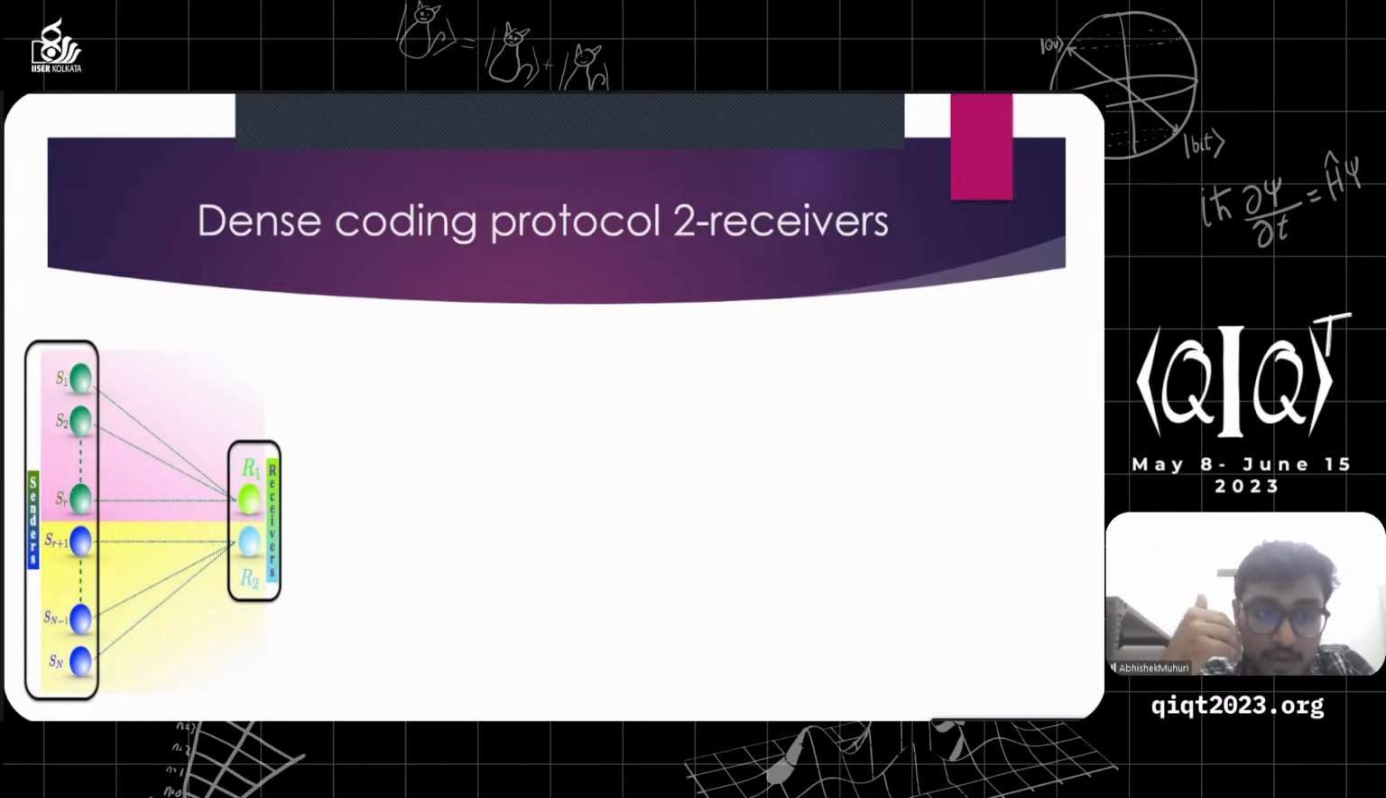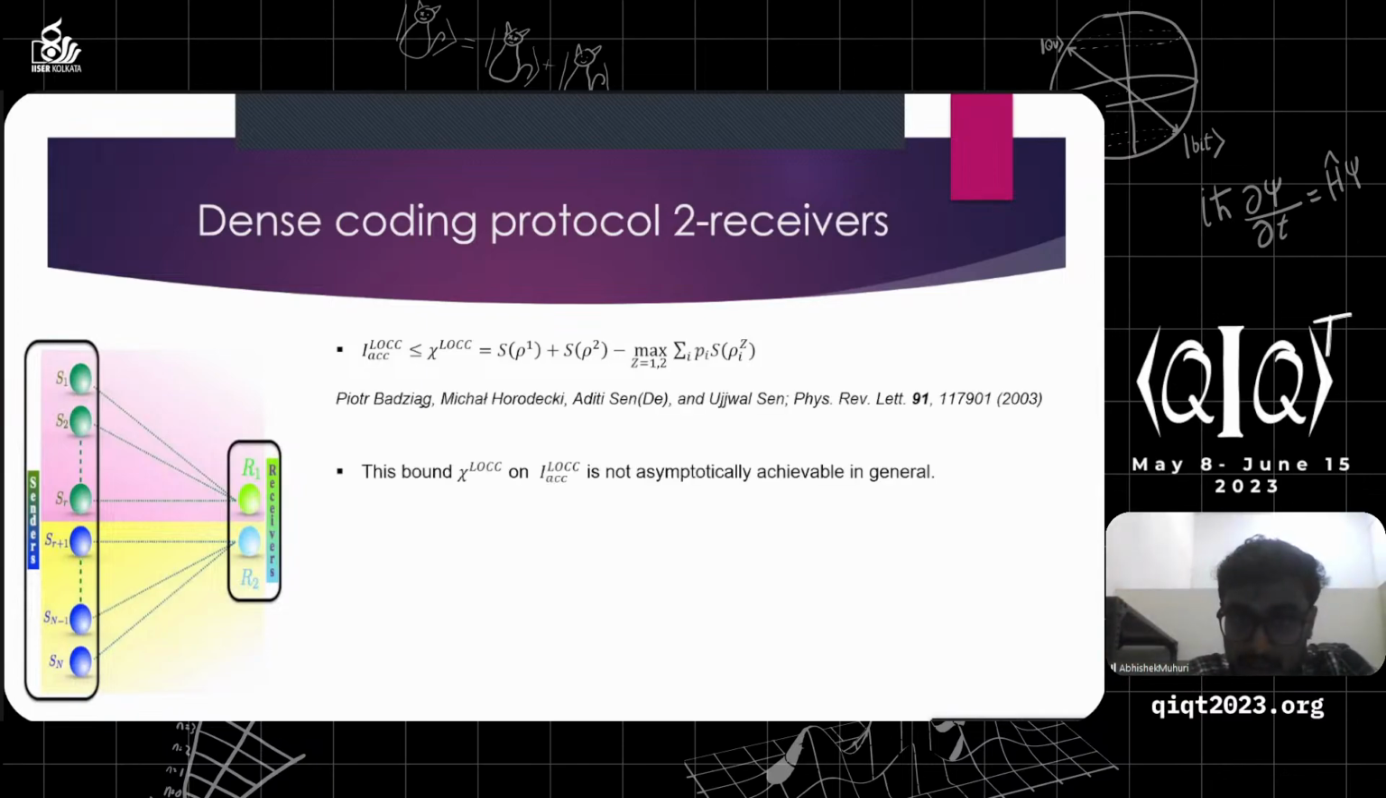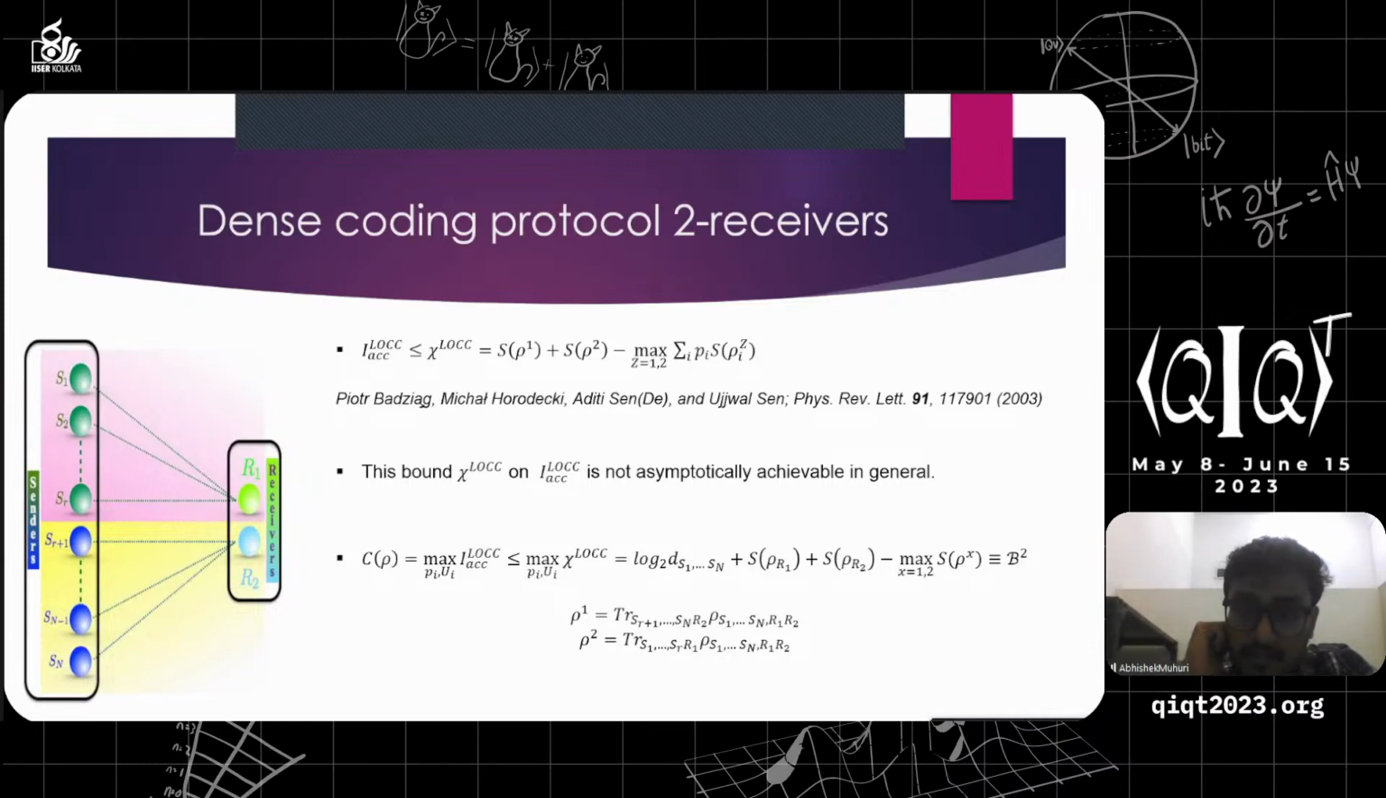So R1 and R2, these two receivers, can share and talk using just LOCC, by no other means. In such cases, the accessible information is bounded by this Holevo-like quantity. But the sad part is that this bound is not asymptotically achieved. We can only say that the dense coding capacity in this case is upper bounded by this B2. It is not asymptotically achievable and not equal to it. There is no unitary that has been found for which this C rho equals this P2.